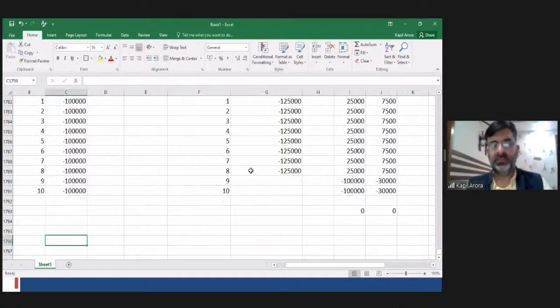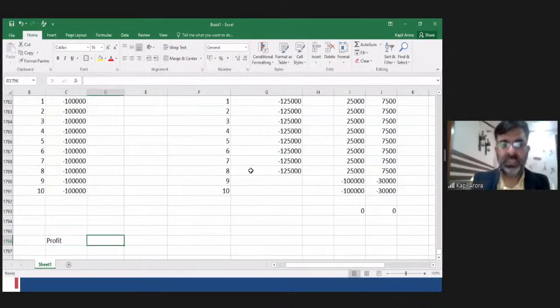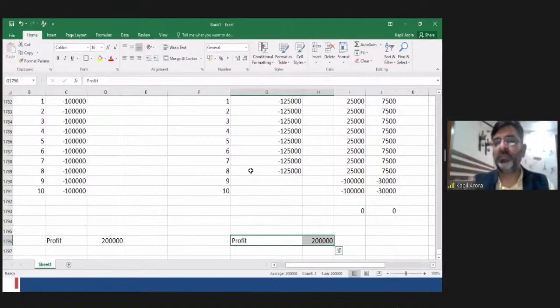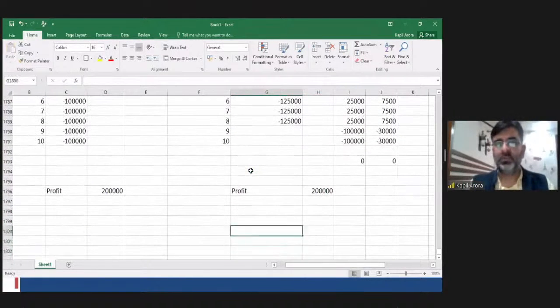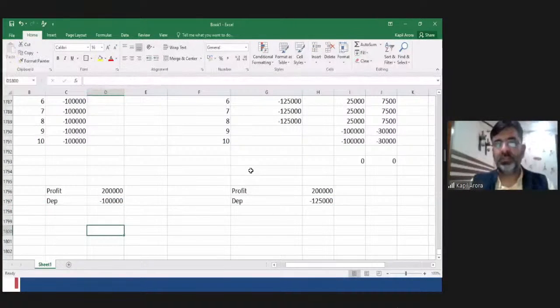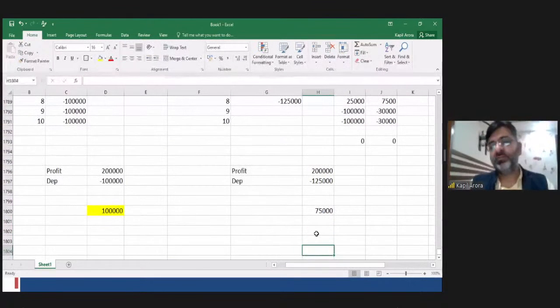My profit, let's assume, is 2 lakh in this case, and in this case also, just to explain to you. So again, nothing to consider here. My depreciation here would be minus 1 lakh. My depreciation here would be minus 1,25,000. So it means here I will have the profit of 1 lakh, and here I will have the profit of 75,000.